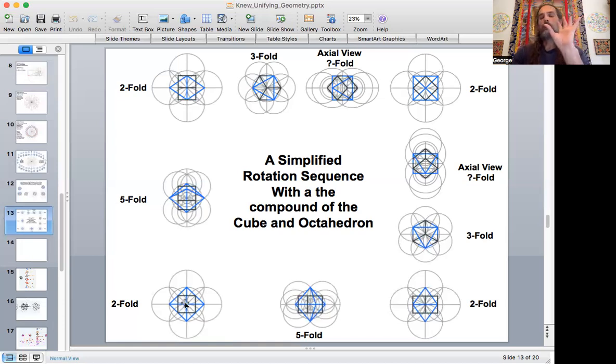And as I start to rotate to the right here, following the vertex of the octahedron, we'll come to the potential to draw a five-fold version of this at this particular location, until I get to the edge view, which will be another two-fold version, edge view of the cube and octahedron in the compound. At this point, I could continue to do that circular rotation around again.